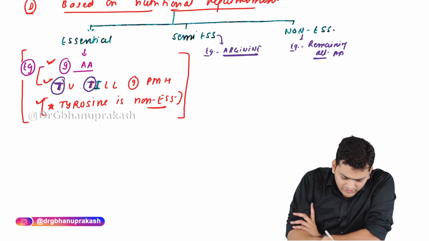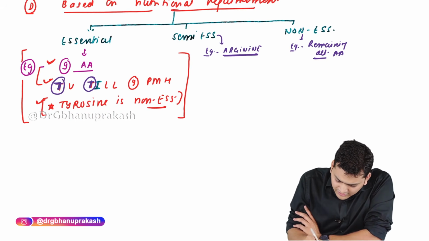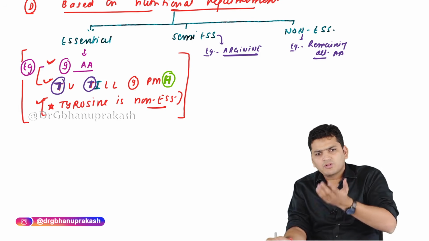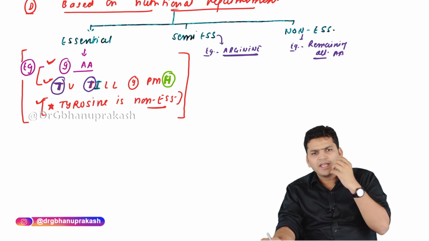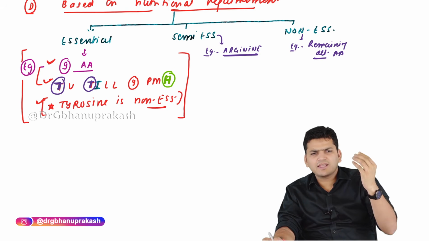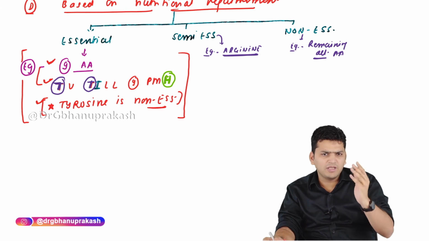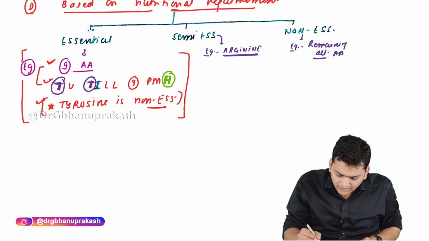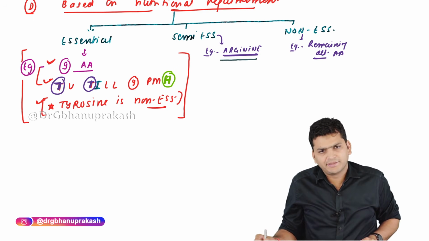There is a controversial part regarding histidine. In some books it is essential, in some books it is semi-essential. So when you are solving the MCQ and they are asking which of the following is semi-essential, and in that question arginine is not given in the choice.